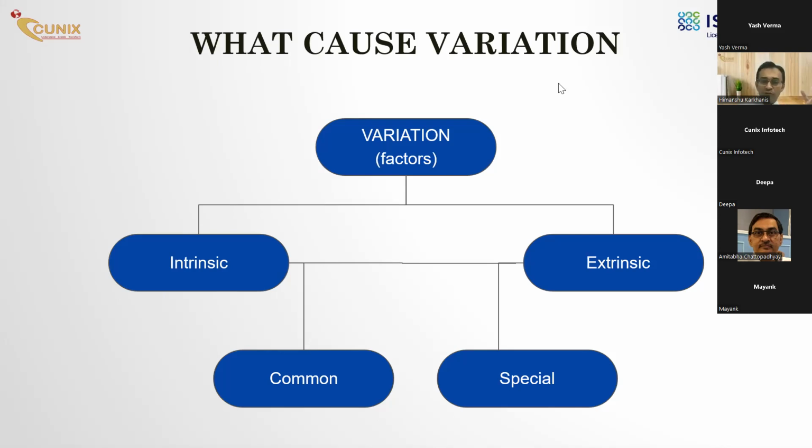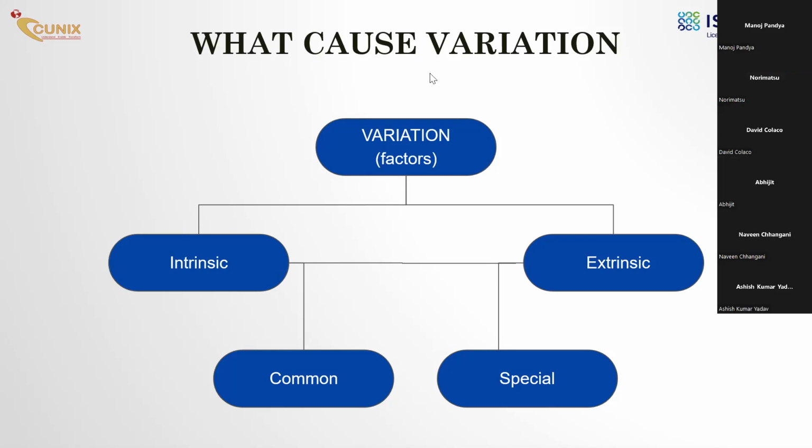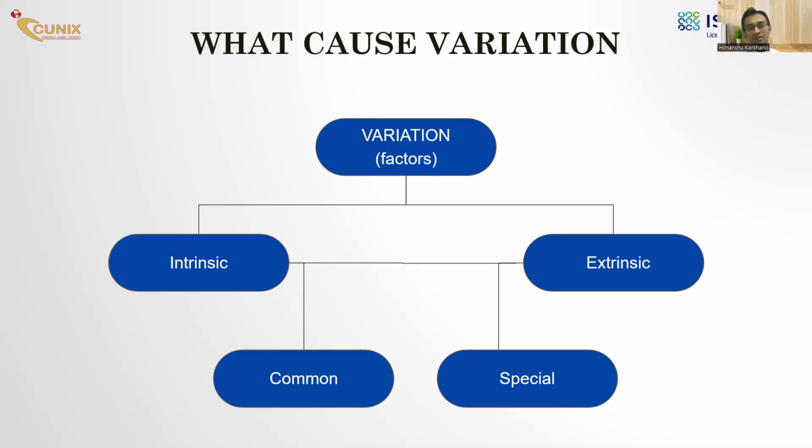Variation broadly can always be categorized as common and special. In other words, variation can happen because of some causes that are very common and everyday, or variation can happen because of something that has happened on a particular day. And how do we identify whether this variation is common or special? So let's have a look at what it means to have common causes of variation, and what it means to have variation because of some special causes.